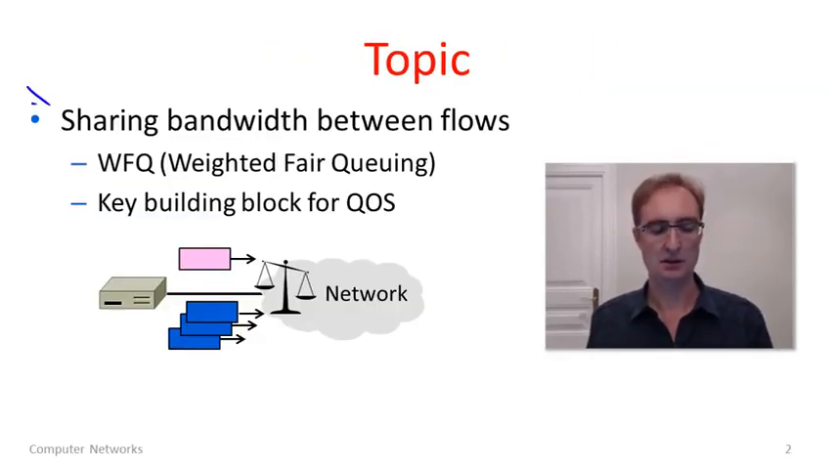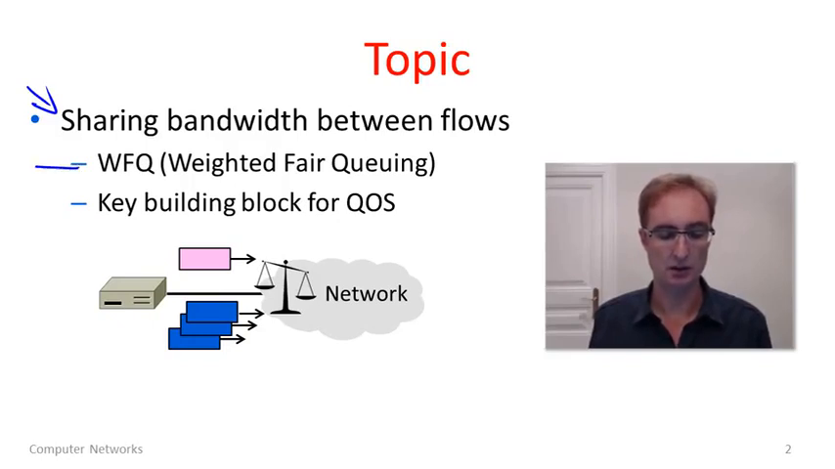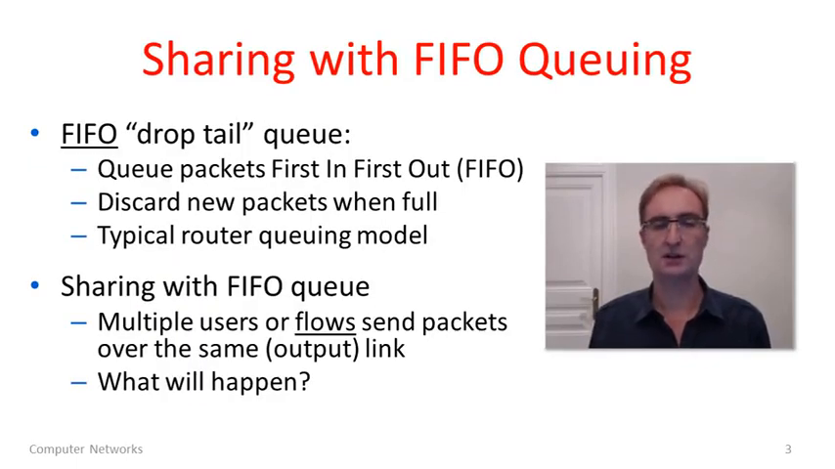So our topic is sharing bandwidth between flows, one of the key topics for quality of service. What we're going to learn about in this segment is fair queuing, or more specifically weighted fair queuing, which is one of the key building blocks for quality of service and an alternative to the FIFO queuing that we've seen up until now. Well, let's start with FIFO queuing to make sure we understand it before we improve on it.